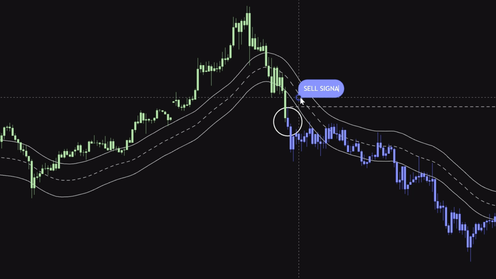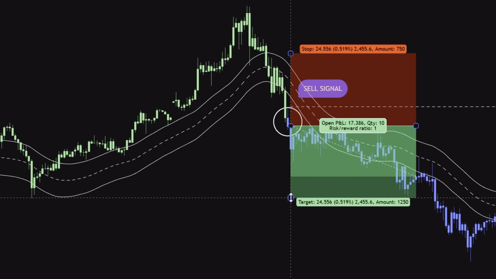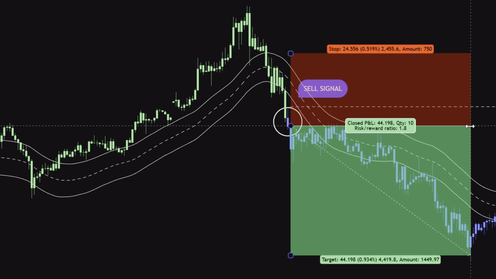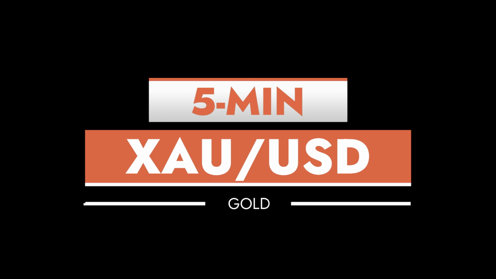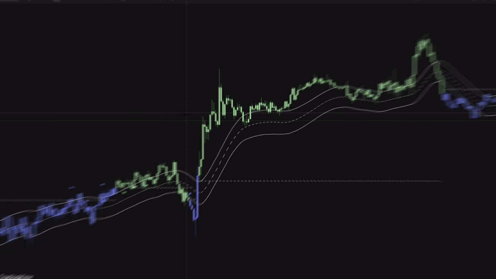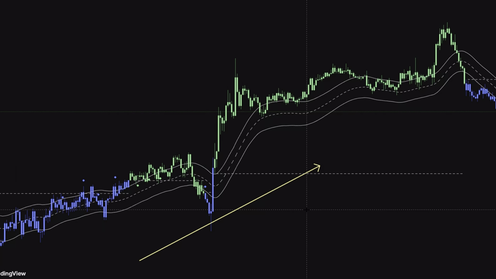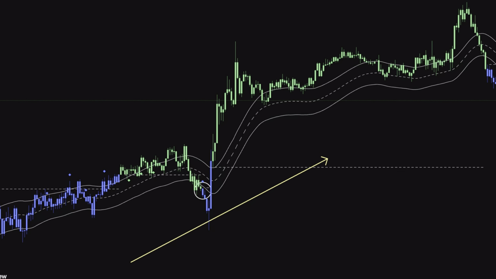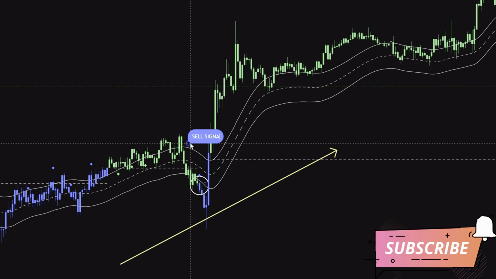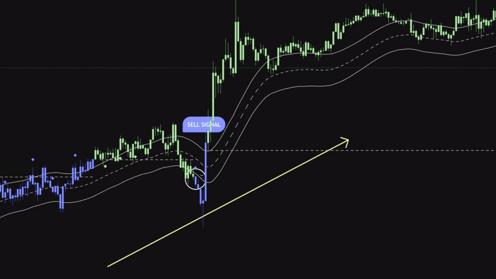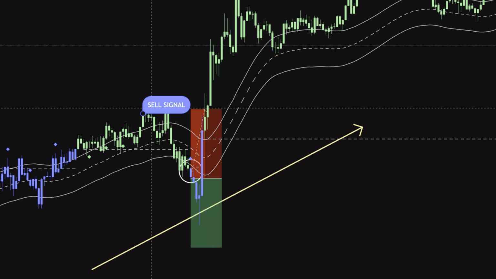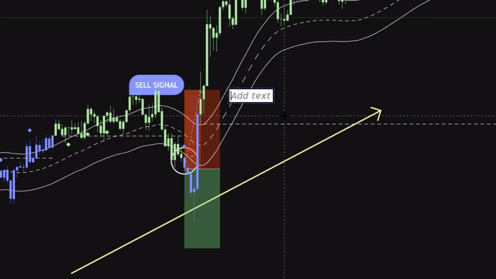However, the problem is that during strong trending markets, it can also generate counter-trend signals. For example, take a look at this XAU-USD 5-minute chart. There is a clear uptrend in the market. We can see higher highs and higher lows forming constantly. However, the Zone Shift indicator has generated a sell signal. This is clearly a counter-trend trade, and trades like this can often result in losses.